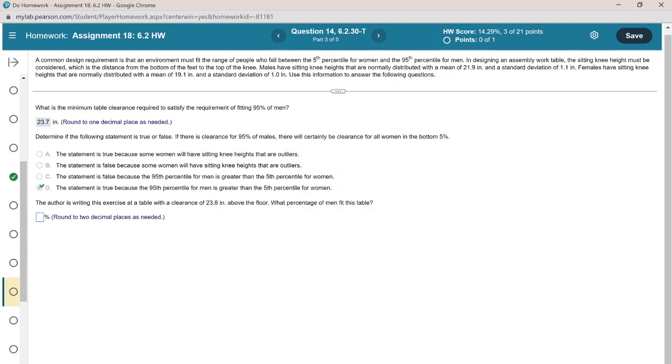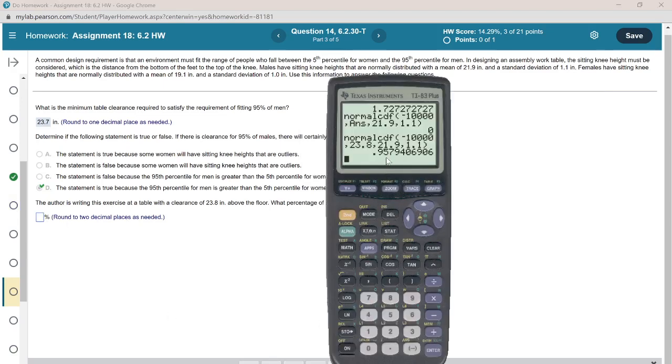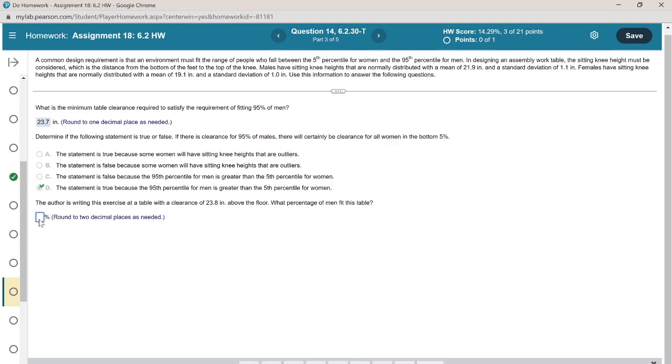What percentage of men fit this table? If you multiply this answer by 100, that will give you 95.79. If you want to round it to 2 decimal places, it's 95.79.